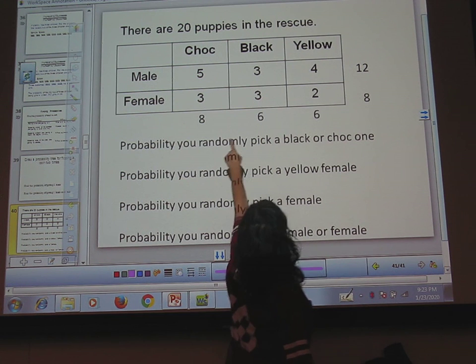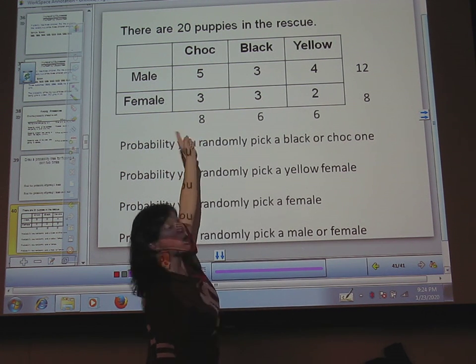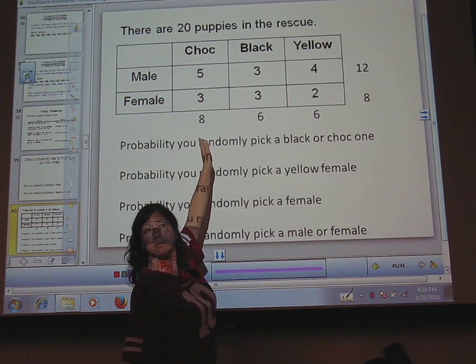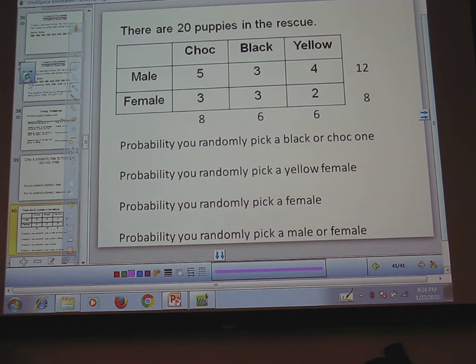So here, let's make sure we're clear. So we have 5 male chocolate labs. Everybody on board with that? Okay. Answer the first 7 questions with your neighbors. I'll give you guys 3 minutes.